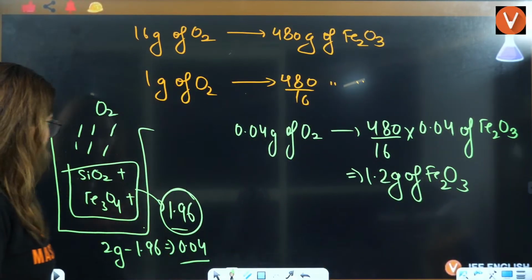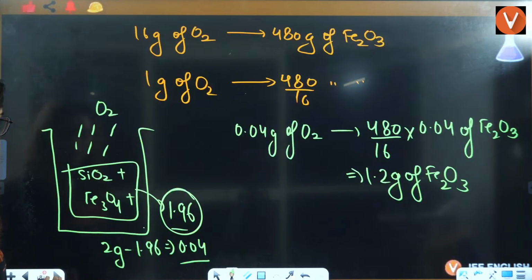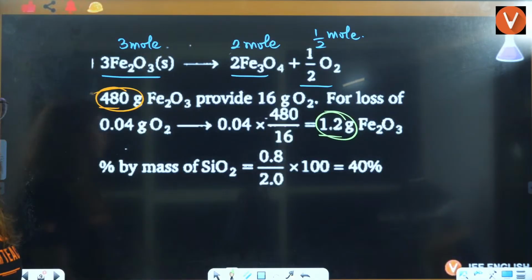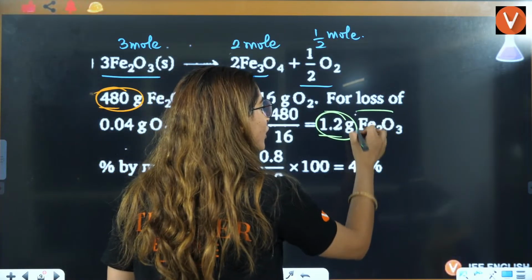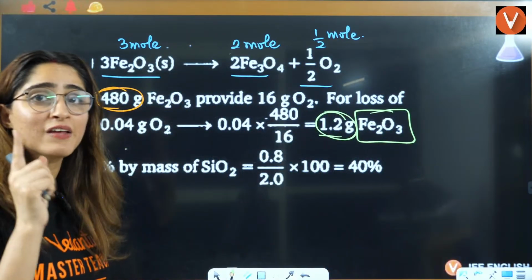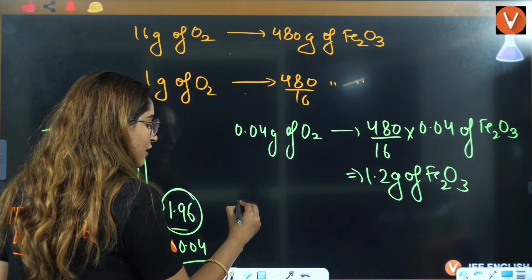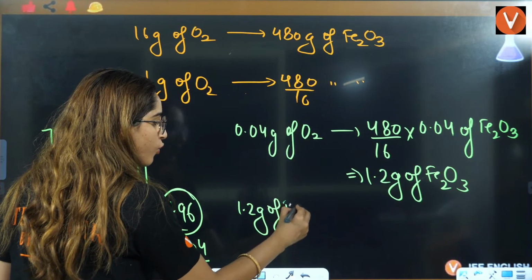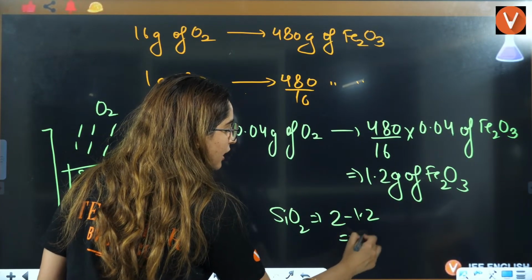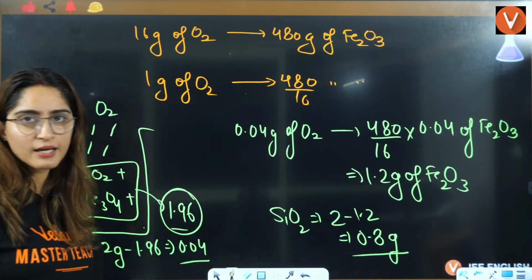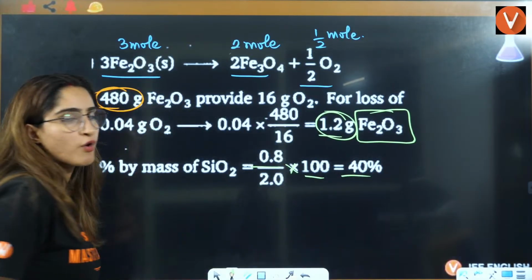But now, once you have Fe2O3, what they are asking is the percentage of mass of SiO2 in the original sample. Now, we have calculated Fe2O3 in the original sample. It's a very, very important question. If in the original sample you had 1.2 gram of Fe2O3, then SiO2 will be 2 minus 1.2, that is 0.8 gram. And the percentage will be 0.8 divided by original multiplied by 100, that is 40%.